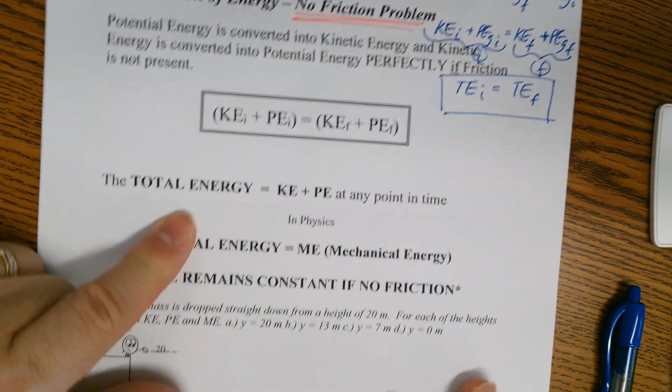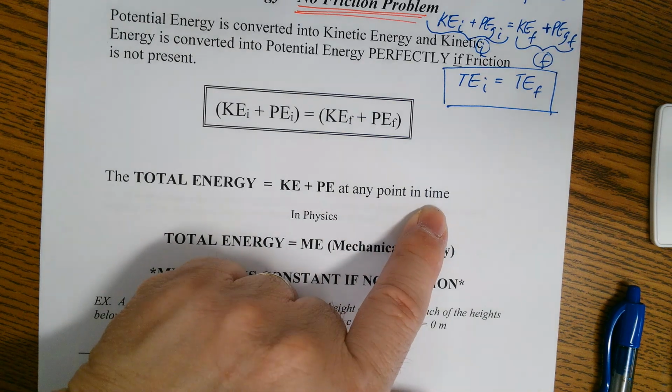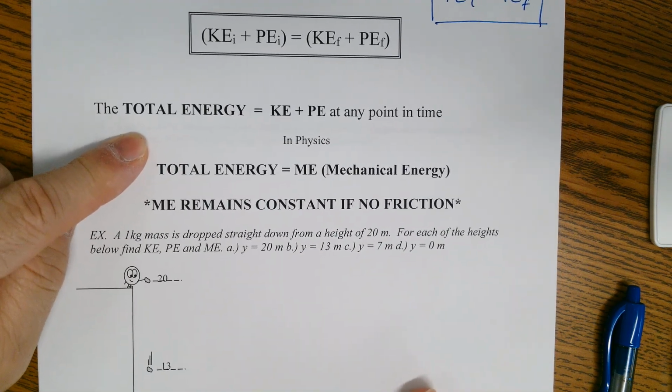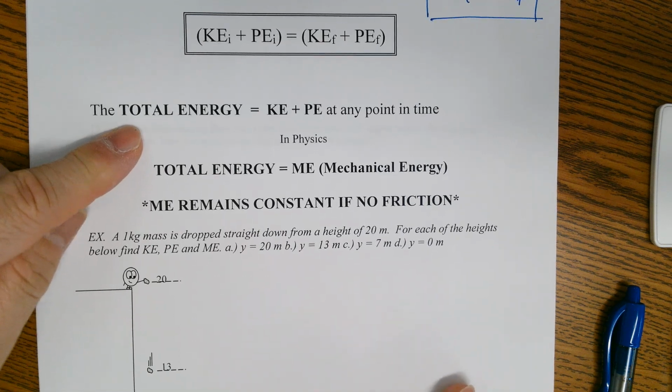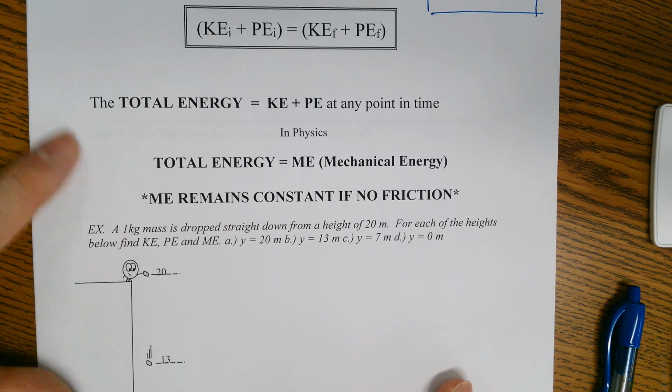So the total energy that you start with, kinetic energy plus potential energy, at any point in time has to be equal to each other, no matter where you are comparing. No matter where you are comparing, they have to equal each other.